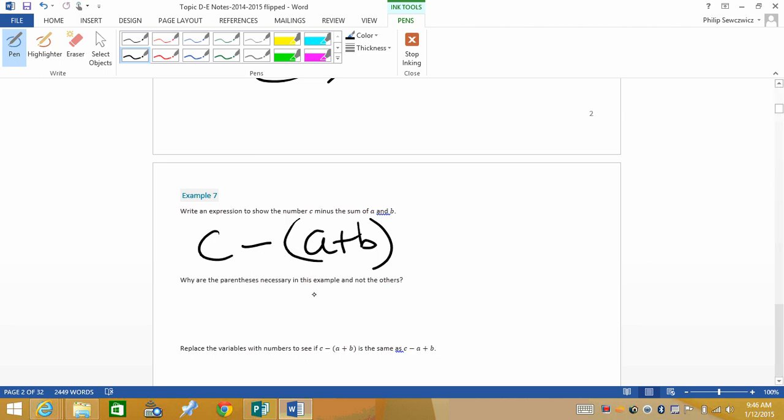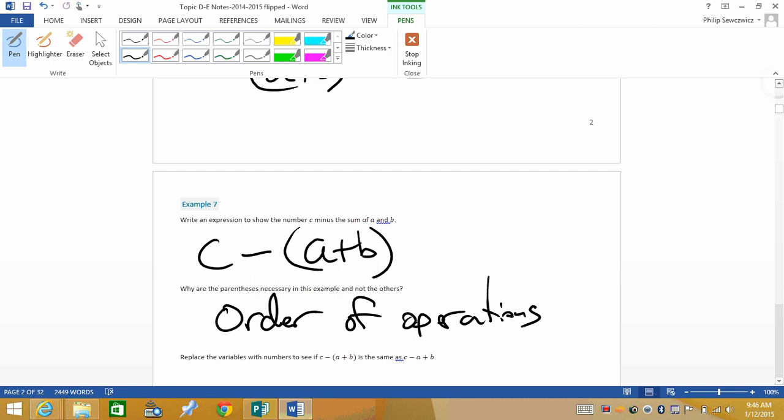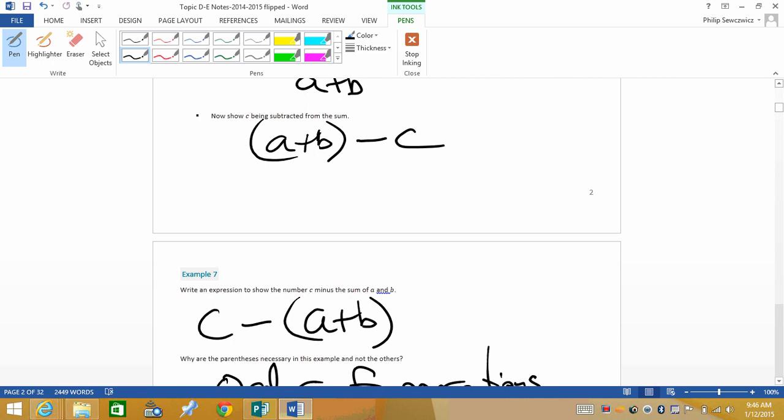So why are the parentheses necessary in this example and not the others? Well, because of our good friend, order of operations. And the big thing here is, here we want to do the addition first, and then we want to end up doing the subtraction. The previous problem, it was already built in. We were going to work left to right. We were going to do the a plus b first anyway because we're going left to right, but the parentheses are just there to reinforce that.